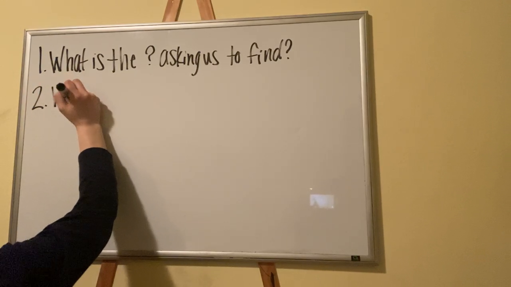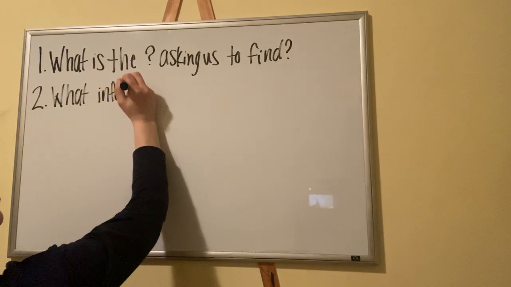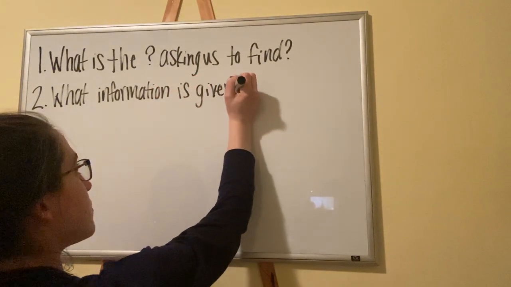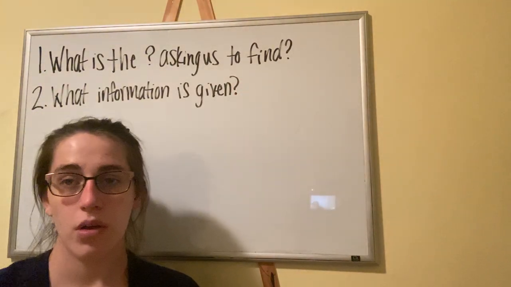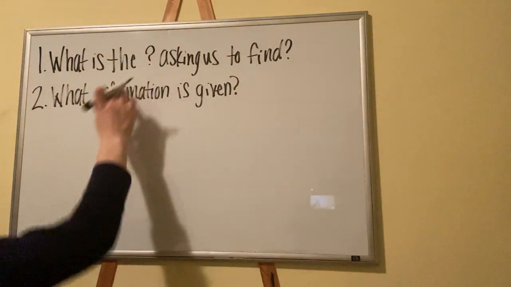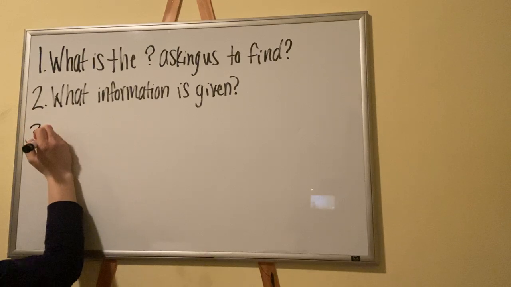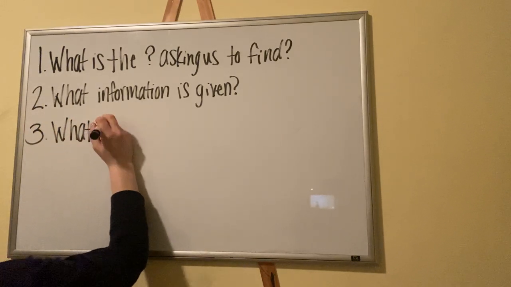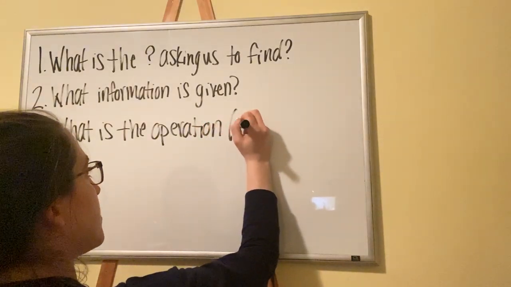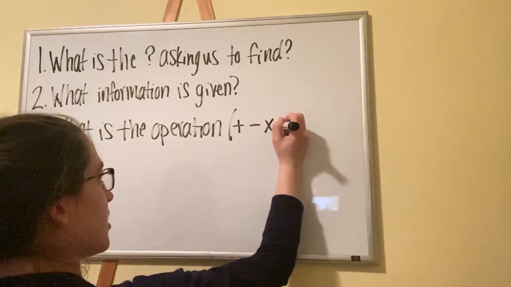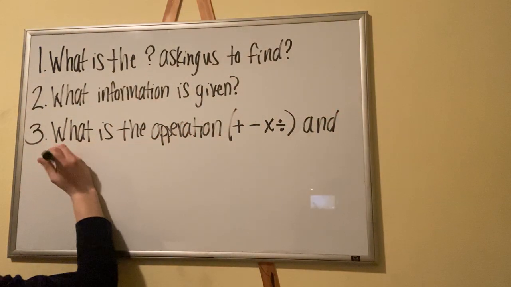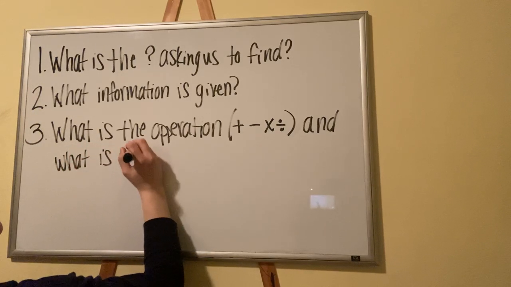Number two, what information is given? It's not necessarily going to be what do you already know. It's going to be what does it give you? Okay, there's a difference. What is the question asking us to find? What is the information given? The third thing we ask ourselves is what is the operation? Is it going to be addition, subtraction, multiplication, or division? What is the operation? I think that actually has two P's in it. What is the operation and what is the equation?